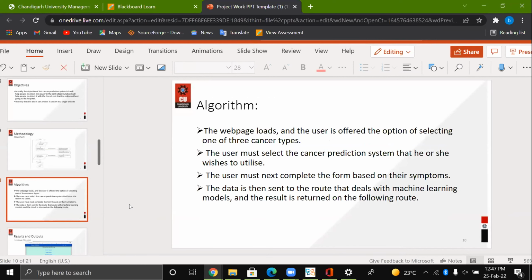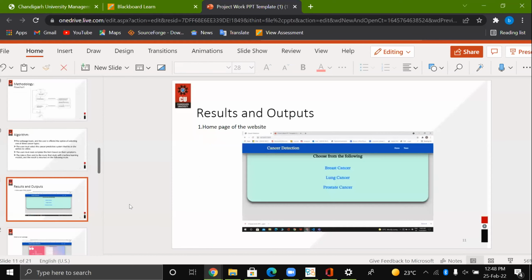Now the algorithm comes. The web page loads and the user is offered the option of selecting one of three cancer types. Then the user must select the cancer prediction system that he or she wishes to utilize. Then the user must complete the form based on their symptoms. Lastly, the data is sent to the route that deals with machine learning models, and the result is returned on the following route.